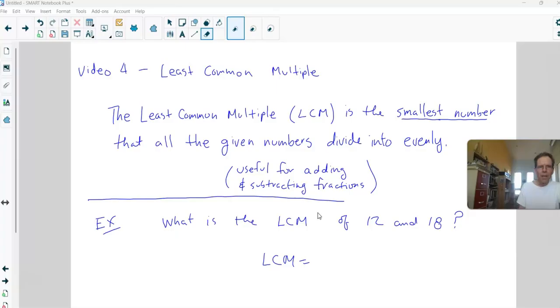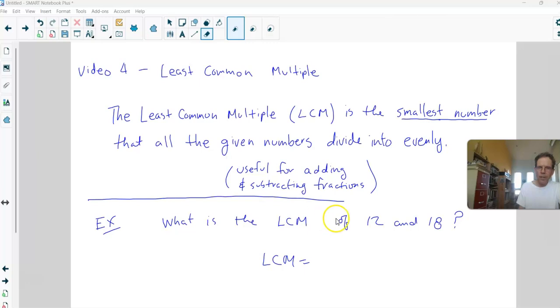This is video 4 about the least common multiple. So what is a least common multiple, which I'll abbreviate as LCM? It's the smallest number that all the given numbers divide into evenly. And the LCM is useful for adding and subtracting fractions, which we'll see in another video.